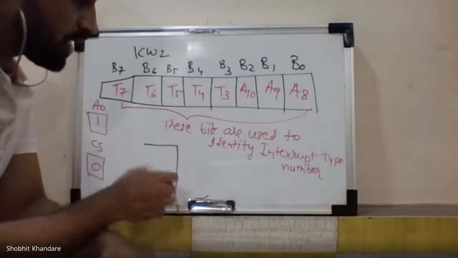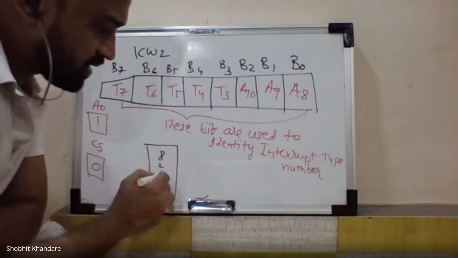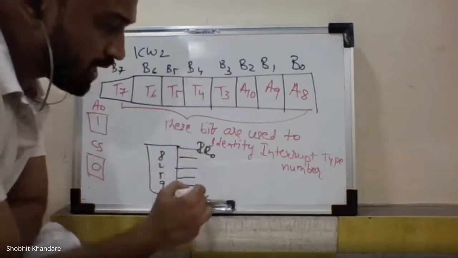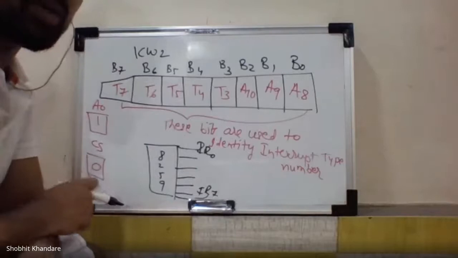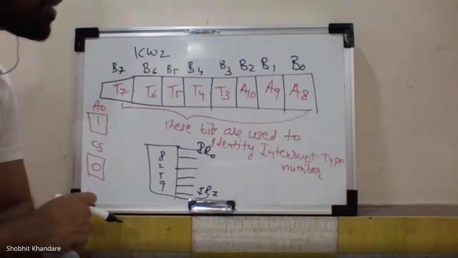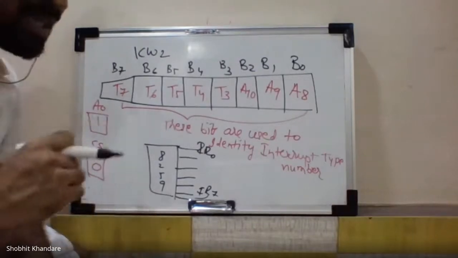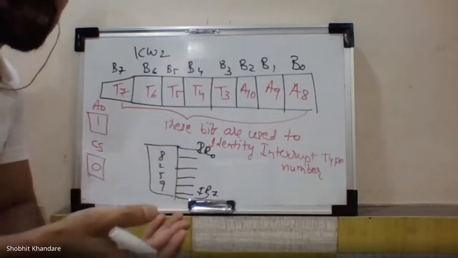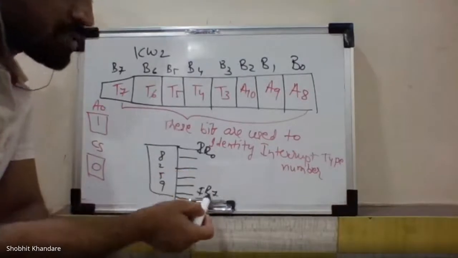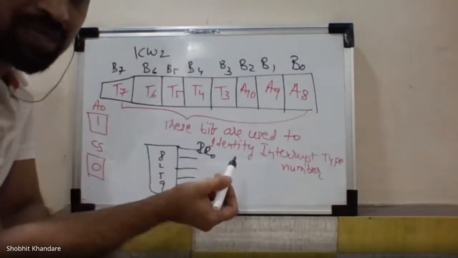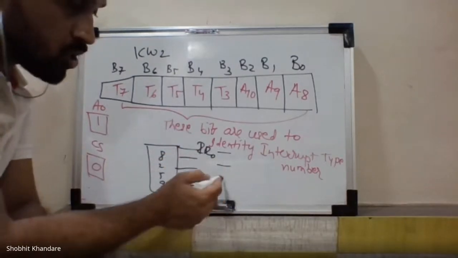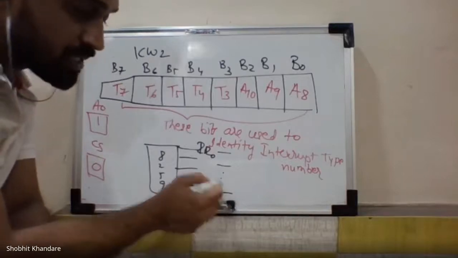Okay. Now you know that you have this 8259 and you have 8 interrupt requests IR0 to IR7. So I should know the interrupt type number. So this ICW2 will actually initialize the interrupt type number. Now this IR0 to IR7: IR0 has some interrupt type number, IR1 will have some interrupt type number, and so on, IR7 also has some interrupt type number.